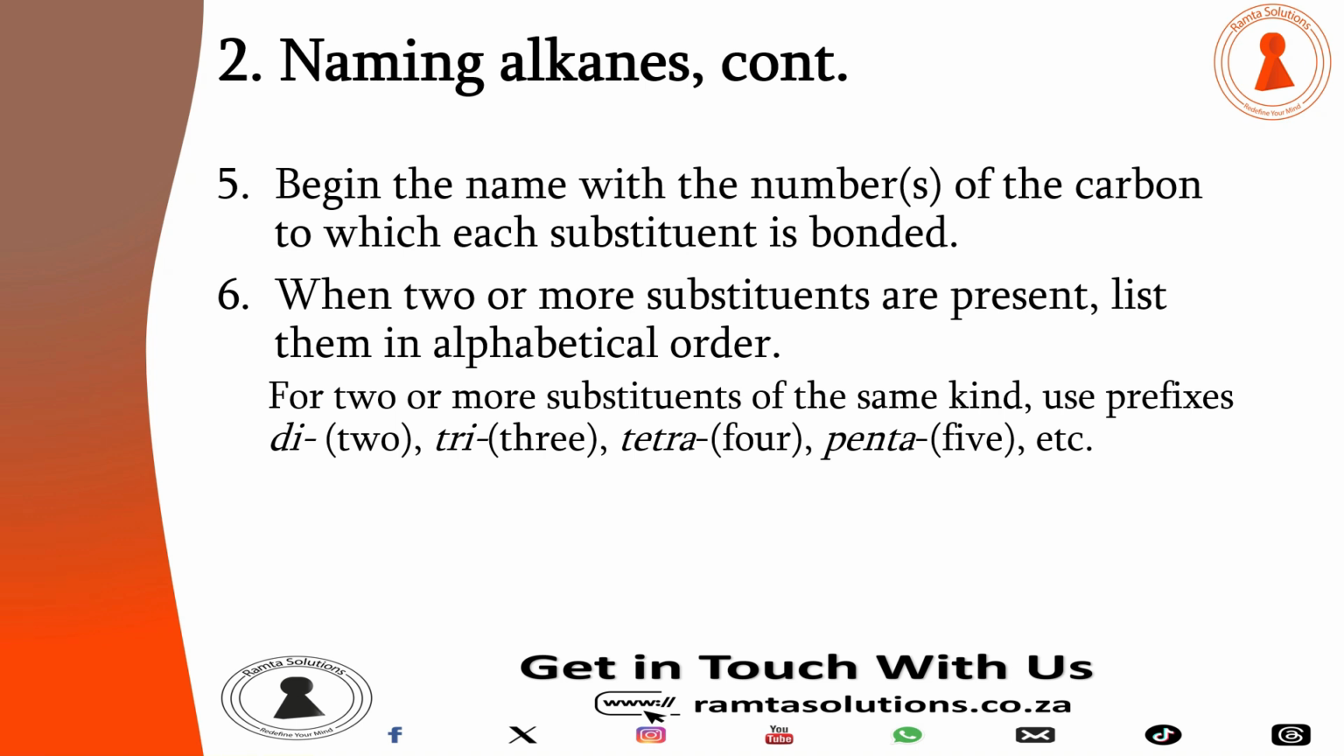Begin the name with the number or numbers of the carbons to which each substituent is bonded. Finally, when you have two or more substituents, you need to list them in alphabetical order. If you have two or more substituents of the same kind, use the prefixes di, tri, tetra, penta, and so on. If you have two methyls in a molecule, you will say dimethyl. If you have three, tri, four, tetra, and so on.